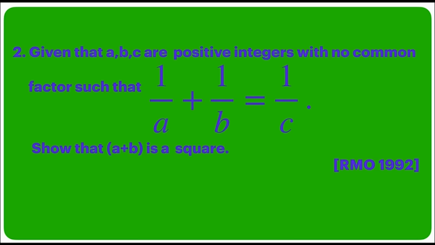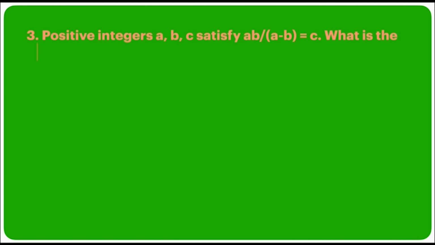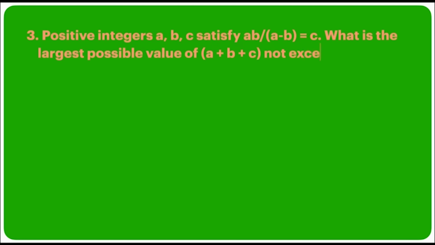And today's third problem, the most tricky problem, is: positive integers a, b, c satisfy ab by a minus b equal to c. What is the largest possible value of a plus b plus c not exceeding 99? This problem was asked in the Indian Olympiad Qualifier Exam in the year 2021.